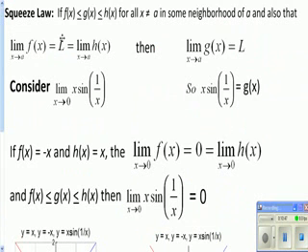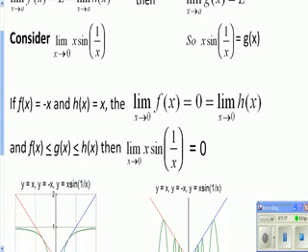Now we have the squeeze law. If f is always smaller than g and g is always smaller than h in a particular neighborhood, and you happen to know the limit as x approaches a of f is L, and you know the limit as x approaches a of h is also L, well, therefore, you can imply that the limit as x approaches a of g is also L. Because if you know your two outer limits, and they're both the same thing, the center limit would have to be that.